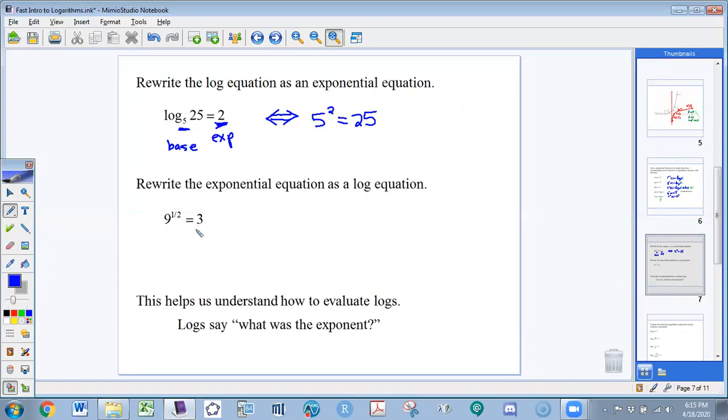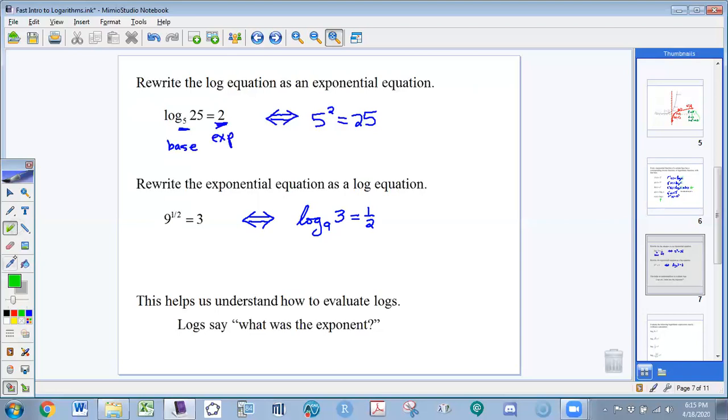Now, what if we had an exponential equation and we want to write it as a log equation? Well, I know that 9 to the 1/2 really means the square root of 9, and the square root of 9 is 3. So here's the exponential equation that I have. And now the implied log equation from this is log base, well, the base was 9. The output was 3, but that now becomes the input of the log function. And the input of the exponential was 1/2, but that becomes the output of the log function.